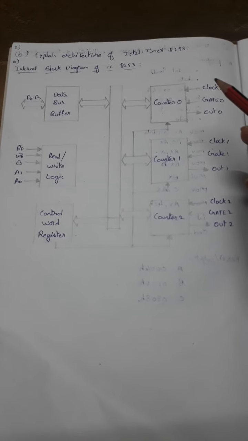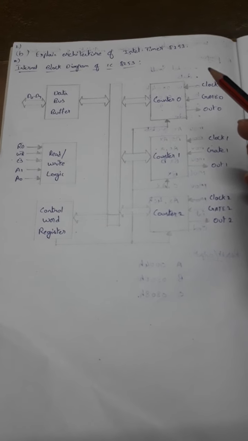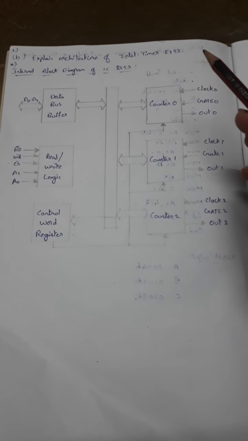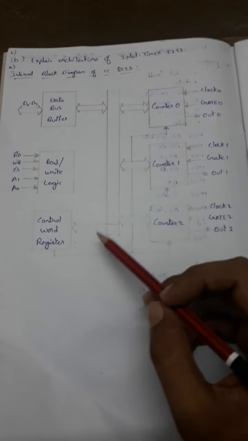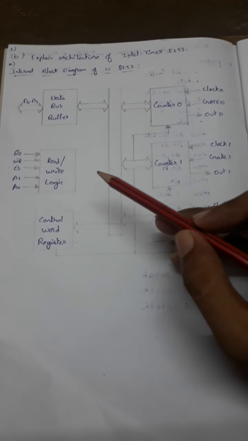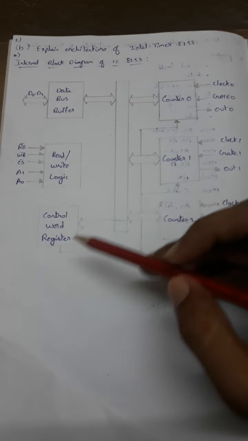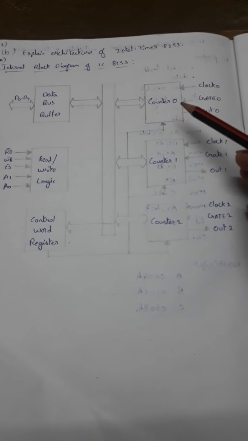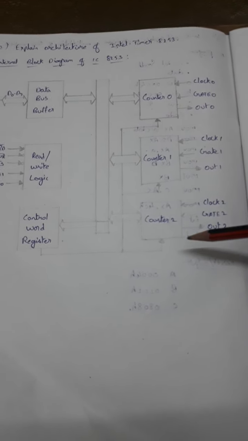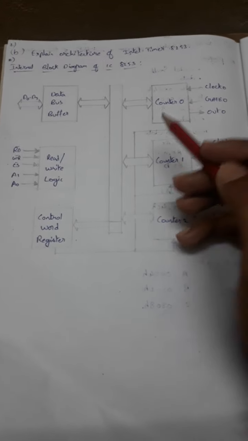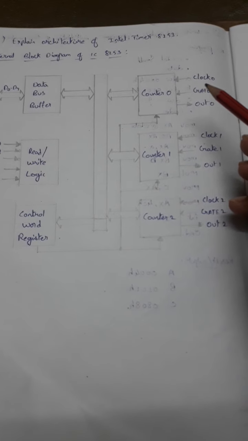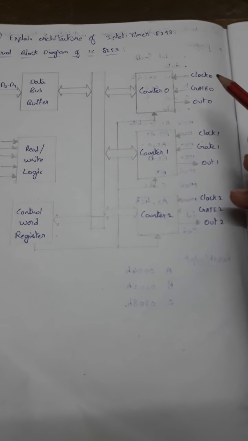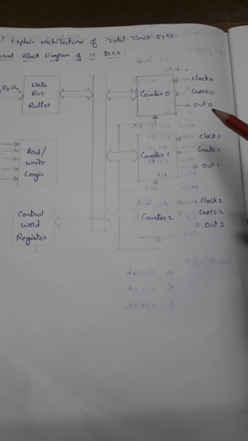And here we are also going to discuss the architecture of the Intel 8253 timer. Here we can observe in the block diagram a data bus buffer, read or write logic and control word register, and we can also observe three counters. Every counter contains a clock, gate and out signal.